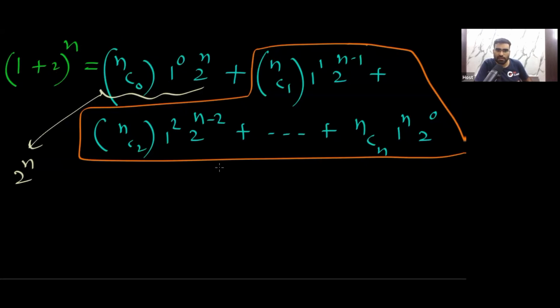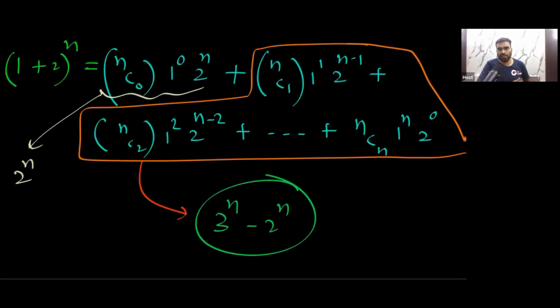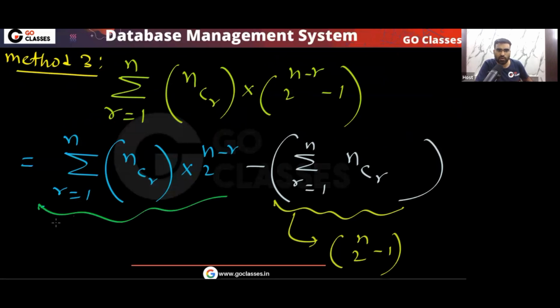So finally, what will this value be? Here you have 3 power n. This will be 3 power n minus 2 power n. Is this clear? Finally, I got this value: 3 power n minus 2 power n. Understood? Please tell me. Let me know. Okay, so finally, that's it. This is your method number 3 answer.